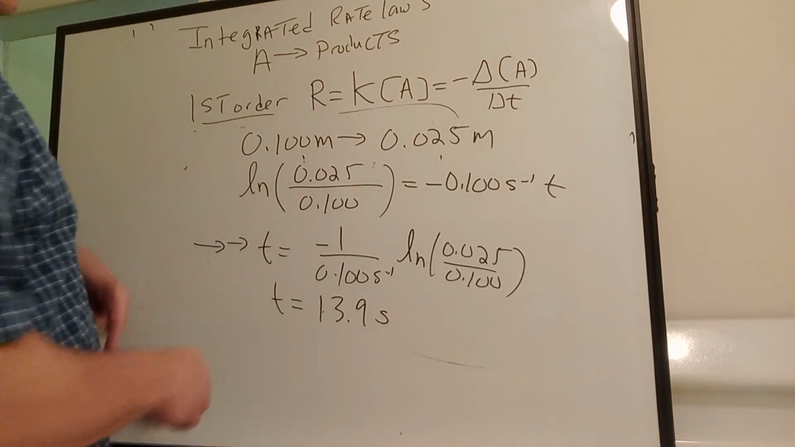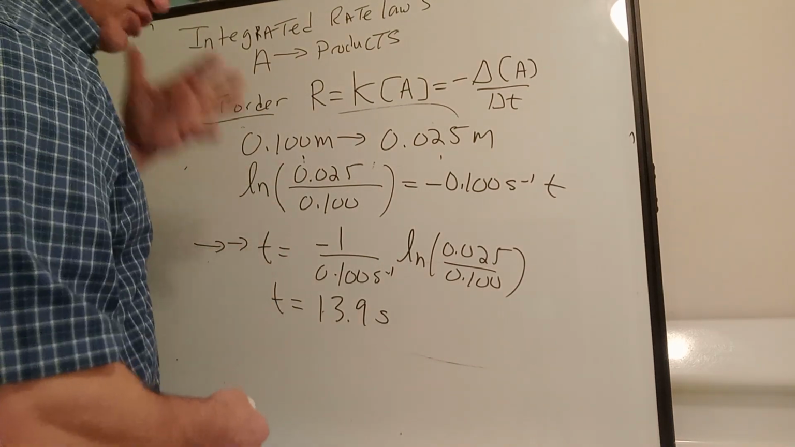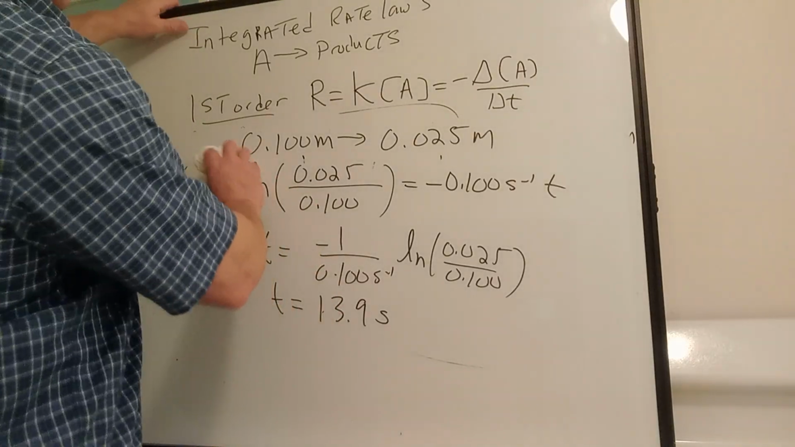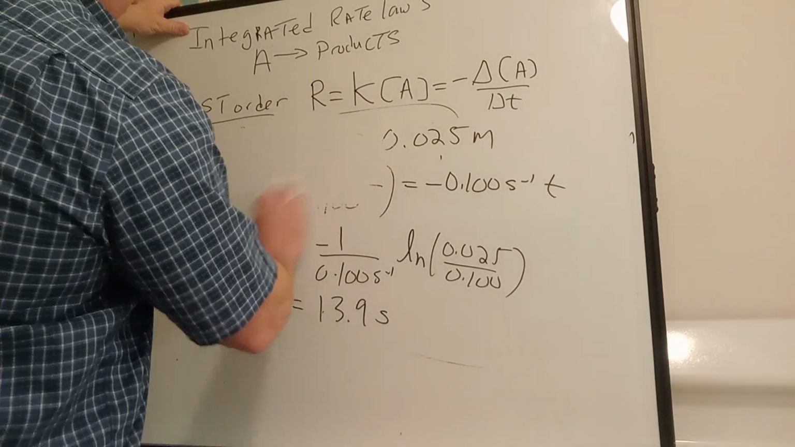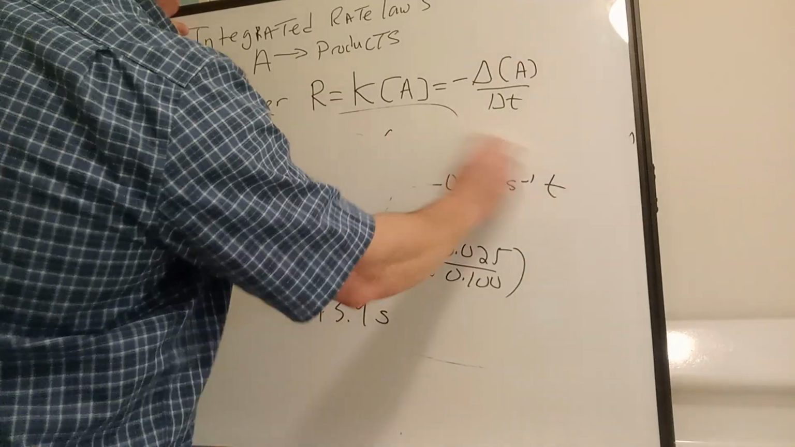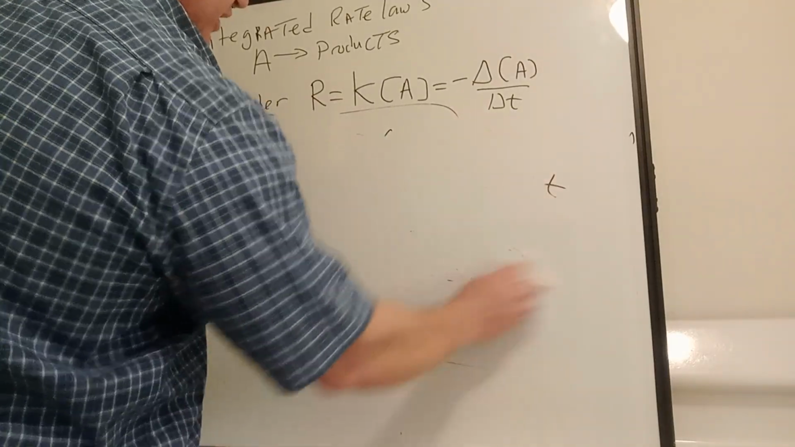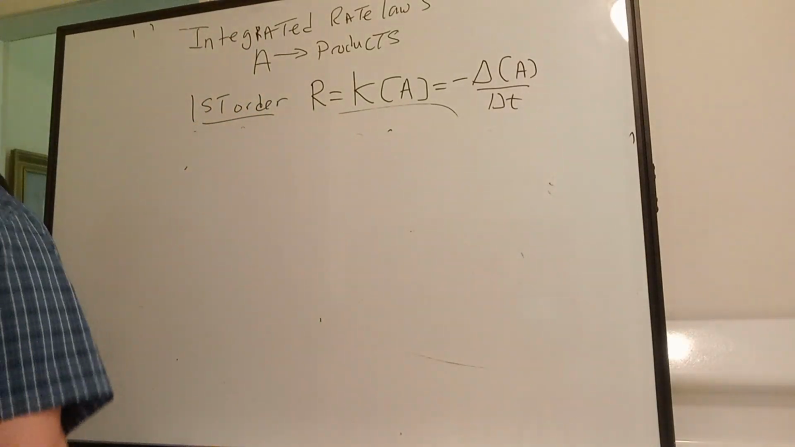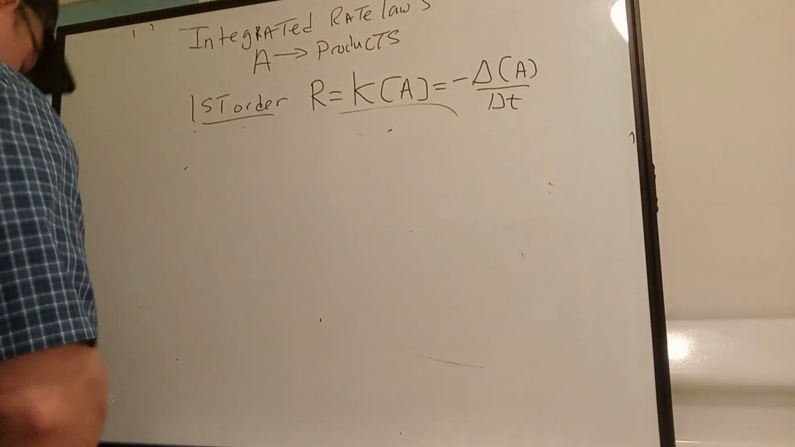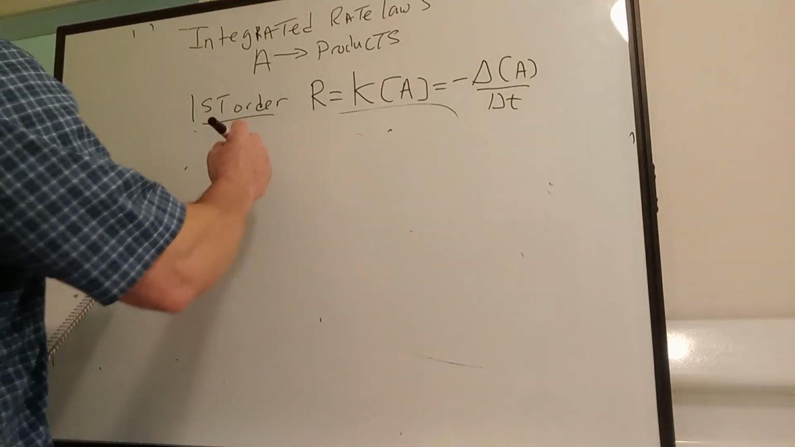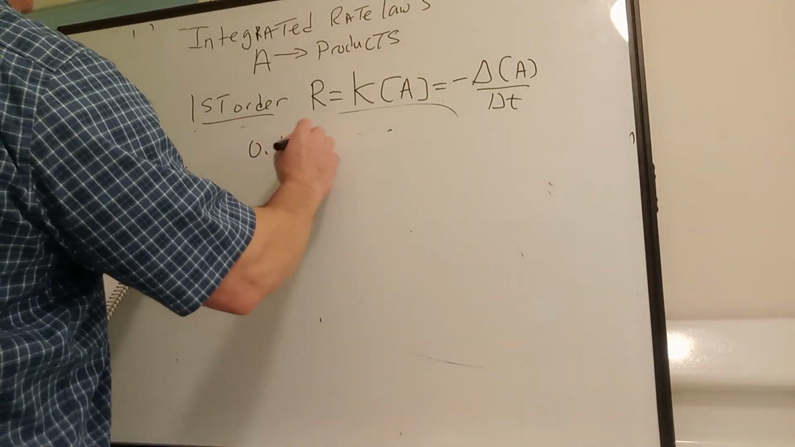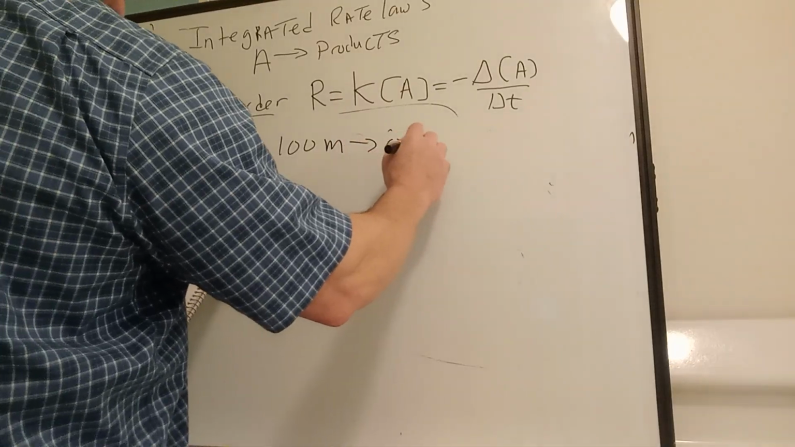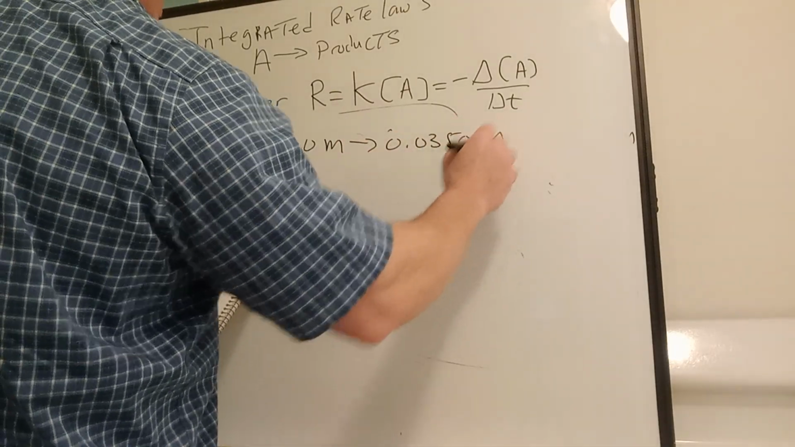With first order, the half-life calculations for some problems end up being just more convenient. So let's take the same chemical system, same temperature, so we have the same rate constant, same structured equations, and do another question. So what if we went from 0.100 molar to 0.0350 molar in A?